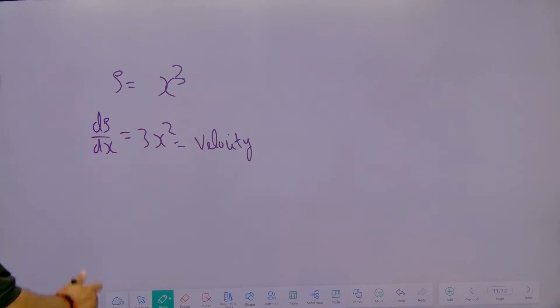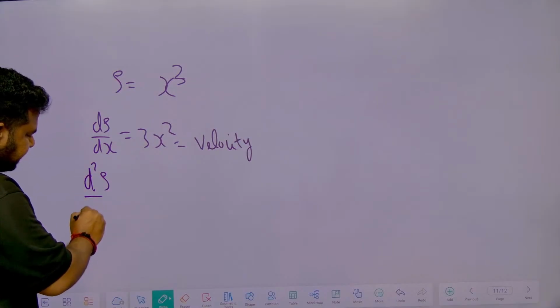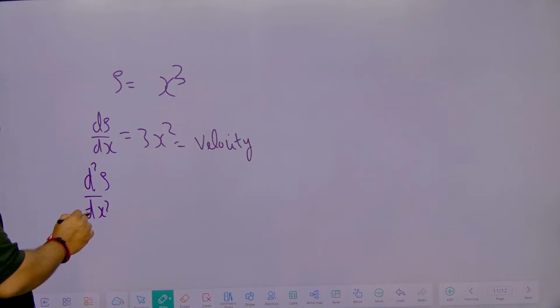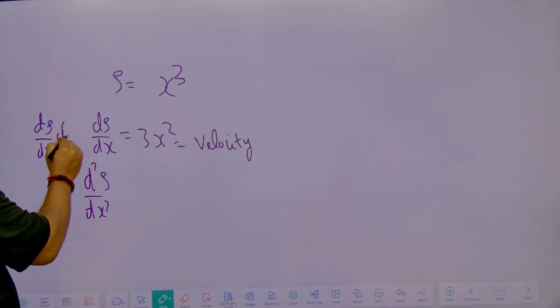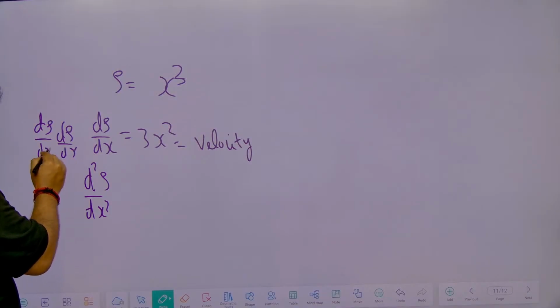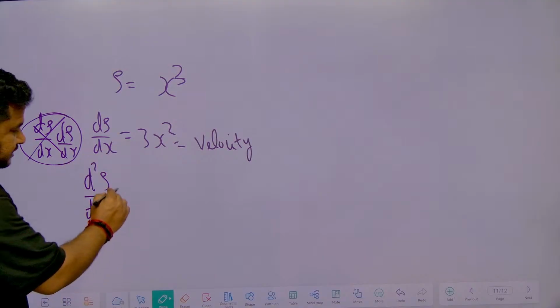So how will you do this? You should differentiate again. You will write it as d square x by dx square. Double differentiation does not mean ds into dx, or ds into ds. It is not multiplying two times, that is wrong. You should differentiate it again. ds by dx means d square s by dx square.